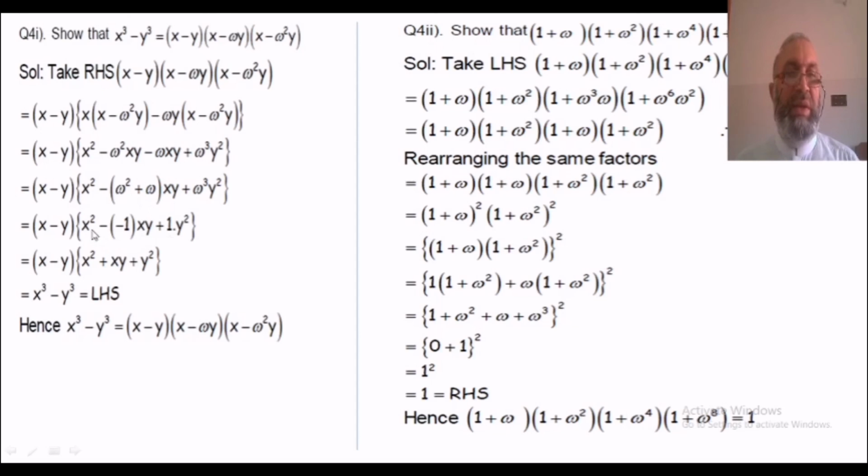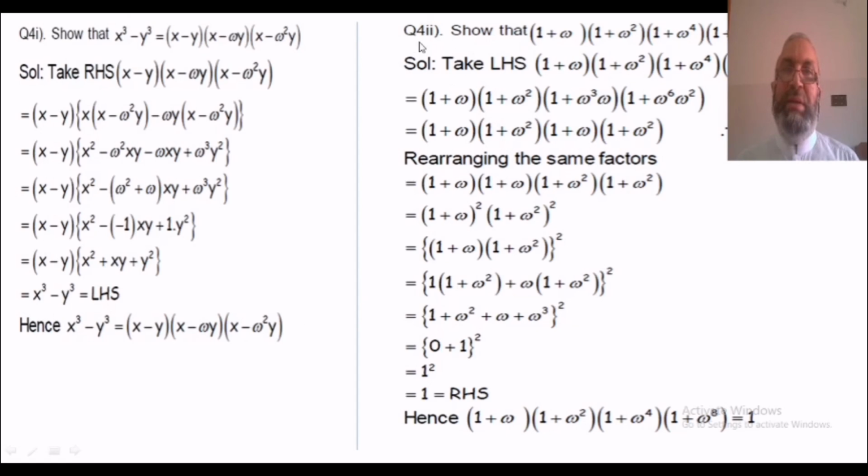Putting the values, we get x square minus, that is equal to minus 1 into xy plus 1, omega cube is 1, into y square. Thus we get the next factor, x square, minus minus becomes positive, plus xy plus y square. So again we get the form x minus y into x square plus xy plus y square, that is x cube minus y cube. We get the left hand side. Thus the result is proved.